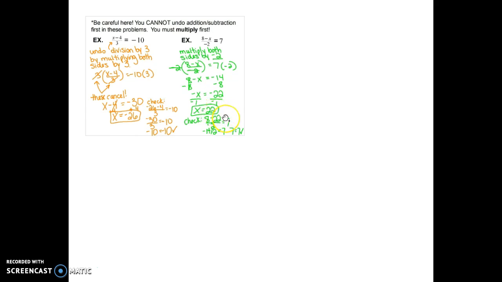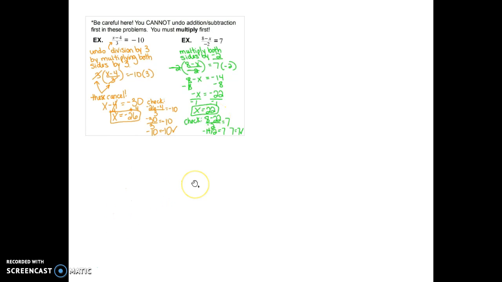Okay, your final check, again, plug it back in to your original equation. So I have 8 minus x. All of that is being divided by negative 2. And hopefully that will give me a positive 7. Okay, so when I check it, 8 minus 22 is a negative 14. Divided by a negative 2 is a positive 7. So because of that, I know that I got my answer correct.